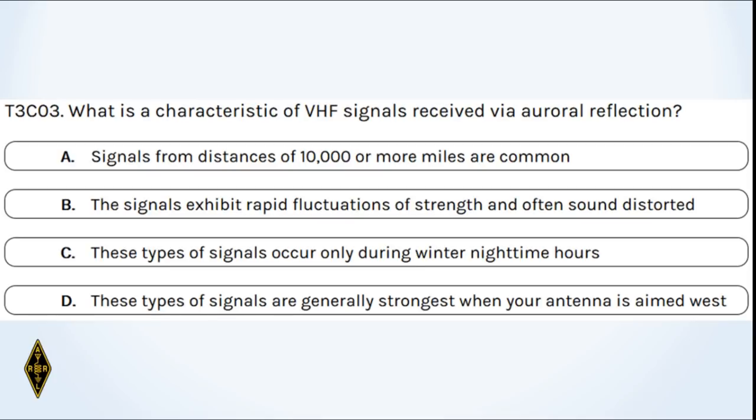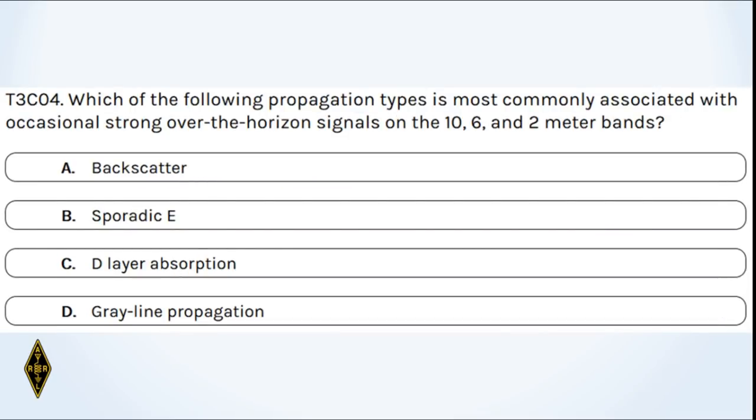And what is a characteristic of VHF signals received via auroral reflection? We heard it. Fluctuations and sound distorted. They sound downright evil. And which of the following propagation types is most commonly associated with occasional strong over-the-horizon signals on 10, 6, and 2 meters?